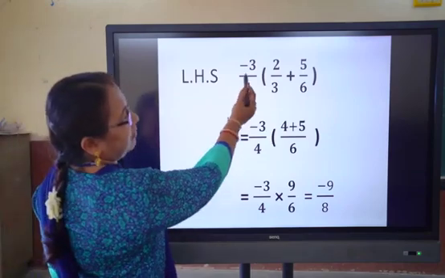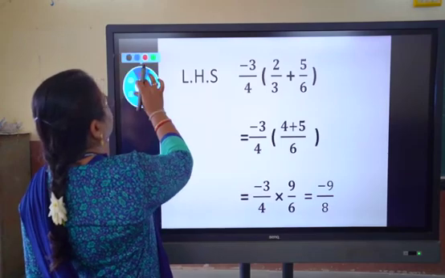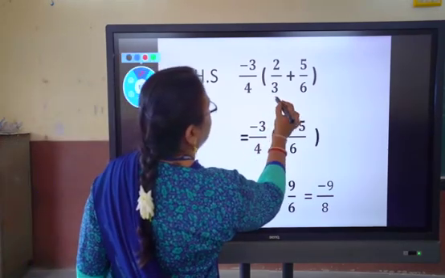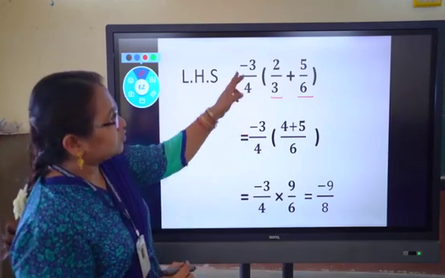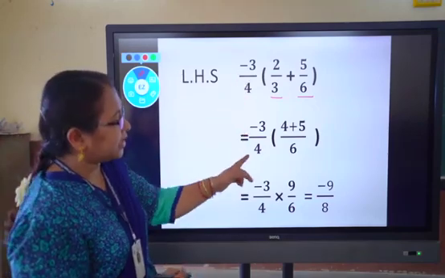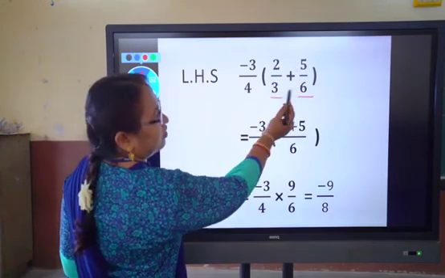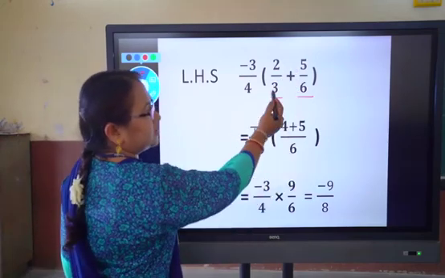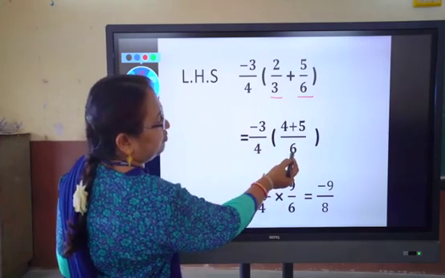Here we see the term minus 3 upon 4, and inside the bracket two fractions, 2 upon 3 plus 5 by 6. Now we will simplify this. Minus 3 upon 4 will remain as it is. First we have to simplify the bracket. The LCM of 3 and 6 is 6, because 3 is a factor of 6 and 6 is the bigger number. So the LCM will remain as 6.